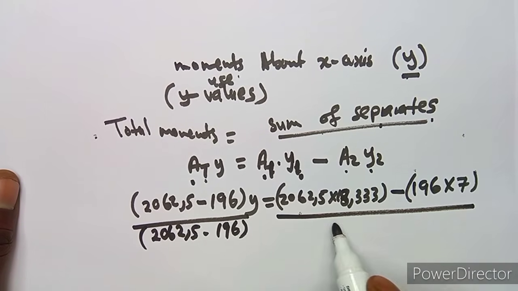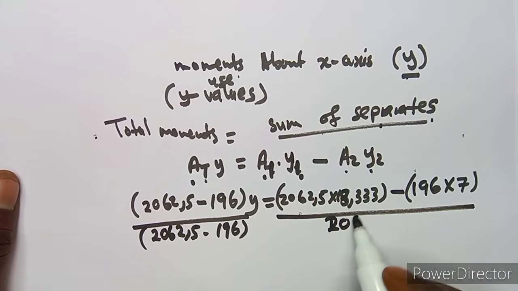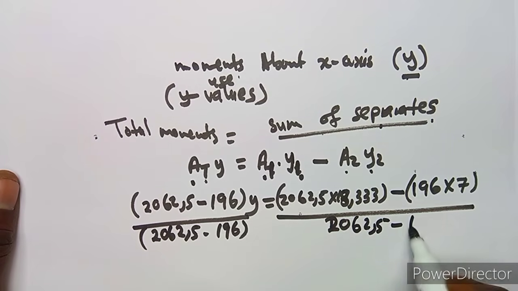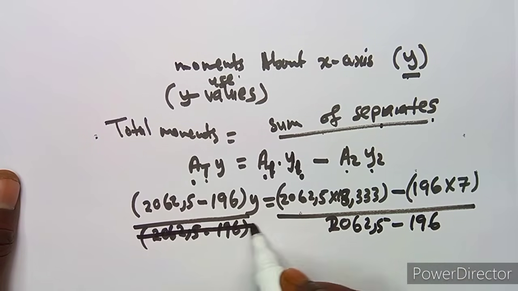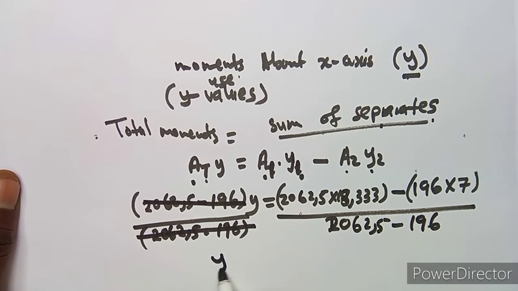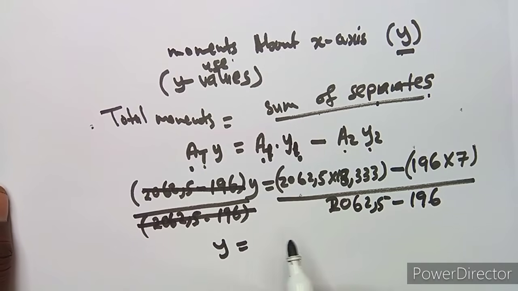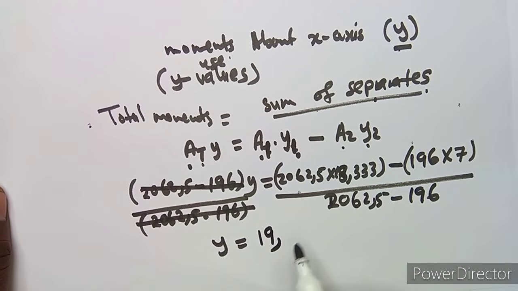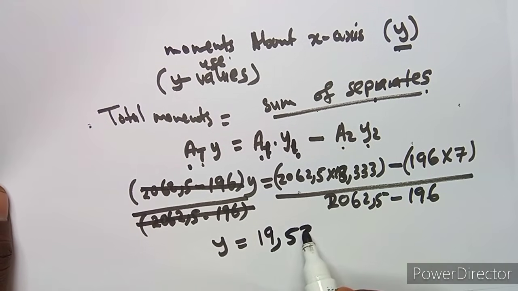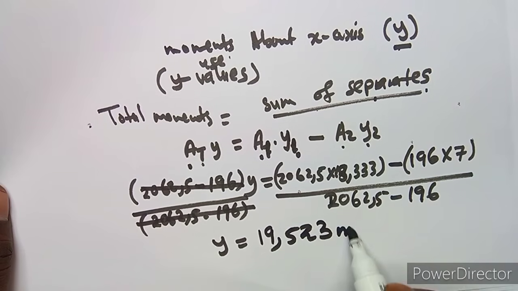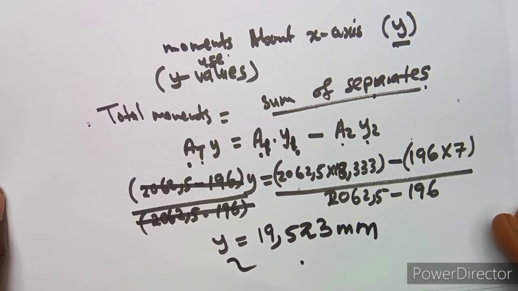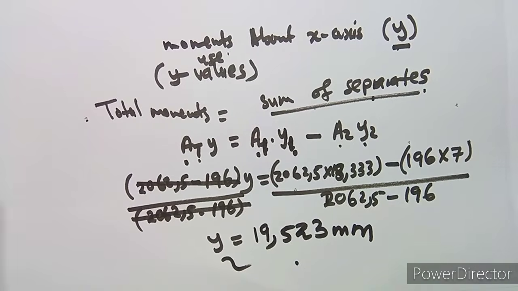Both sides, you can have the value of what? Of y. So by doing this, you can actually obtain the value of y, which is going to be the same as the one that we obtained, which is 19,523 millimeters. All right, so that's another method that we could have taken. So here we used the moments about the x to calculate the y value.